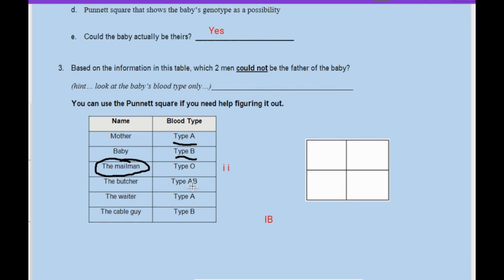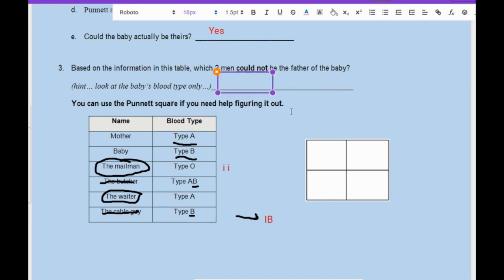The butcher here, he's got a B allele, so he could be the father. So I'm going to cross him out. The waiter is type A, so he does not have a B allele. So the waiter is the other guy that cannot be the father. Cable guy has a B allele. He can give that to the baby, so he cannot be it. So our answer is the two people that could not be the father of that baby are the mailman and the waiter.